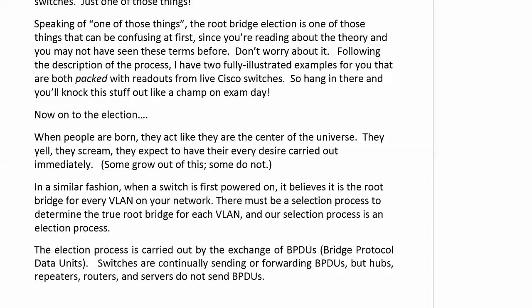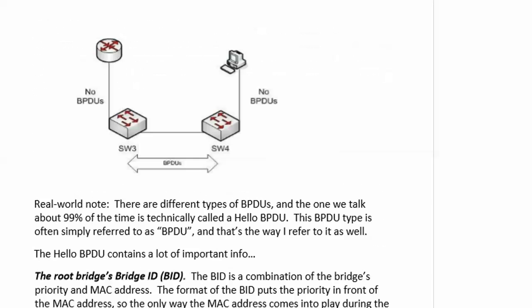But when our switches fire up in our networks, a switch, when it is first powered on, believes that it is the root bridge for every virtual LAN on our network. Now, that would be fine if we only had one switch in our network, but we probably don't. So we have to have some kind of selection process, and actually, our selection process is an election process. The election process is carried out by the exchange of something we call a BPDU, a Bridge Protocol Data Unit. Switches are continually sending or forwarding BPDUs, but hubs, repeaters, routers, servers, PCs, none of those devices send BPDUs.